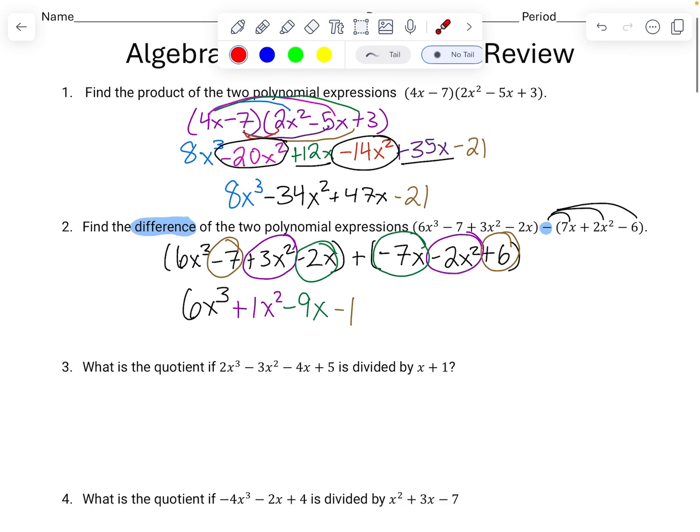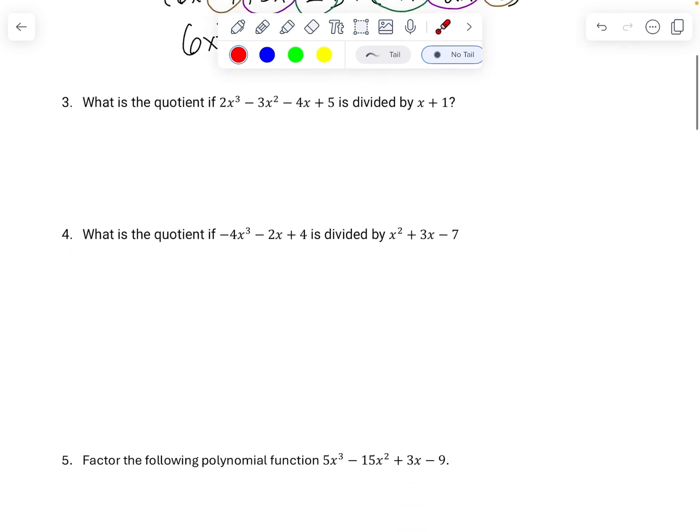Now let's talk about division. When we talked about division with polynomials, we talked about two different types of division: synthetic division and long division. Long division, as in the name, is long. But what I want you to know is long division will work every time. Synthetic division will only work in cases where I have x and then plus or minus a number. Something that looks like this right here.